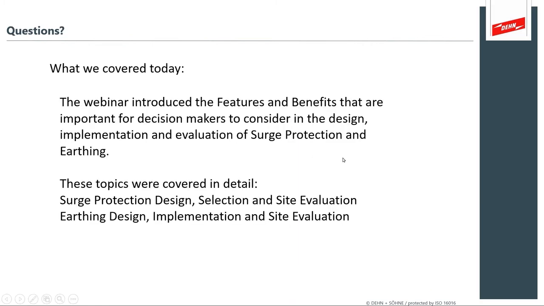So this is the basics of what we covered today. We looked at surge protection design and selection, and we wanted to focus on site evaluation. We looked at earth design principles. We looked at their implementation through the construction phases at a site, and we wanted to evaluate what you see, what's visible on the site that you can actually pay attention to and take preventative measures to protect against lightning and surge damage.